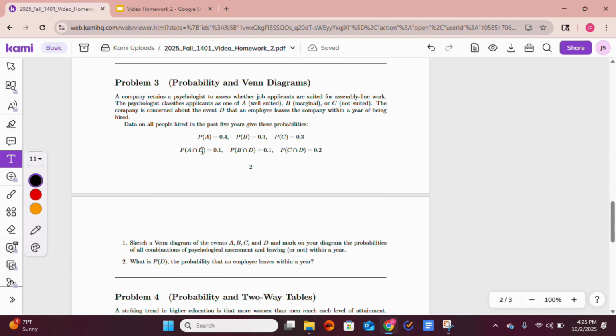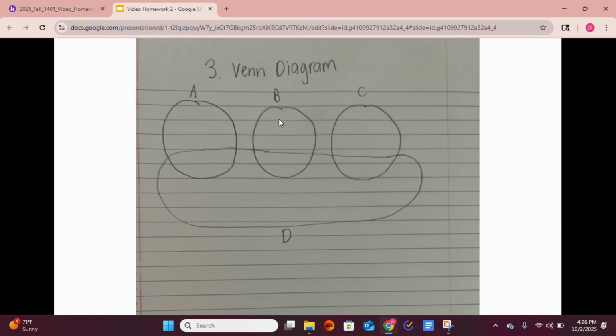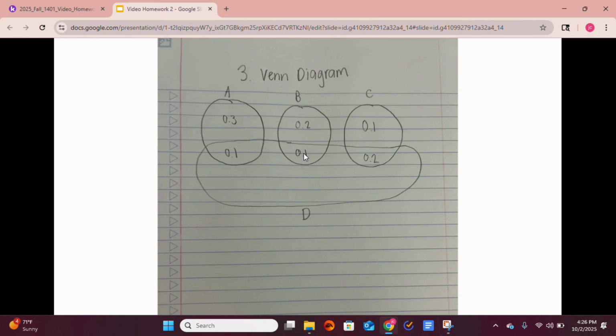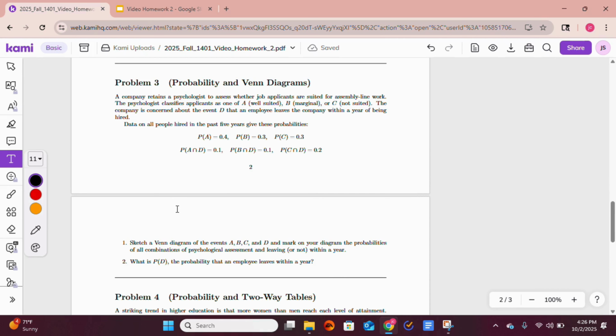Just looking at A for now, we can see they gave us these 2 probabilities. Since 0.4 accounts for the probability of being in group A altogether, and 0.1 accounts for the probability of the worker to leave in a year, we would need to subtract the 2 to know the probability of the worker not leaving. That would give us 0.3, so we can put this in A, and then keep 0.1 as the overlap between A and D. If we apply the same logic to the rest of the circles, we can fill in the rest of the diagram.